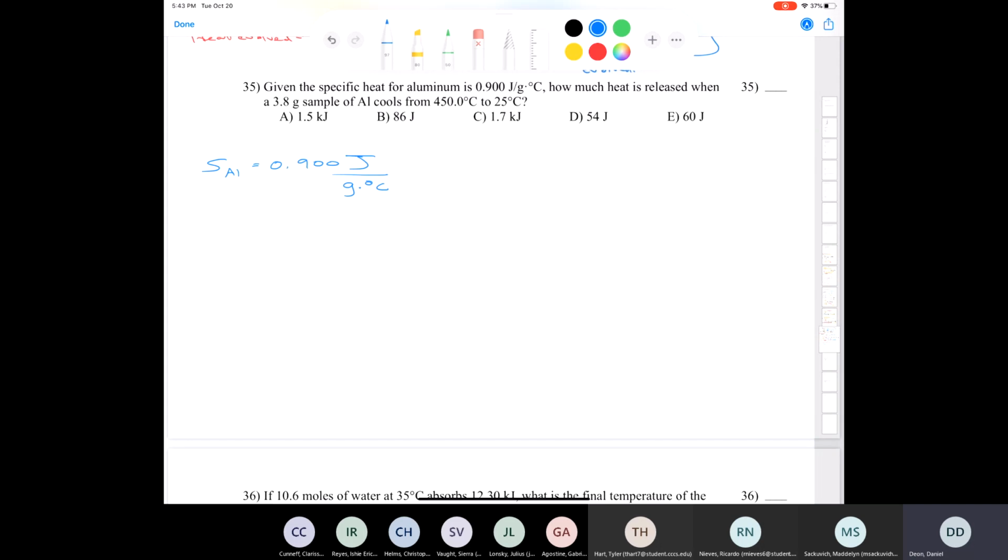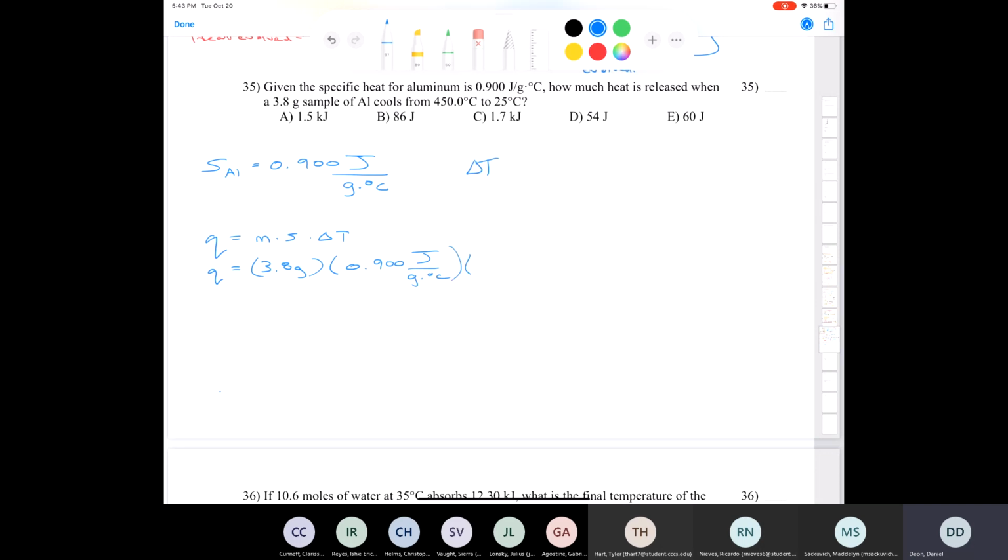So for this, we're going to need the formula: the heat released, Q, is equal to mass times specific heat times our change in temperature. We're given the mass of our aluminum, which is 3.8 grams. We're given our specific heat, which is 0.900 joules per gram degrees Celsius, and we're given our delta T.